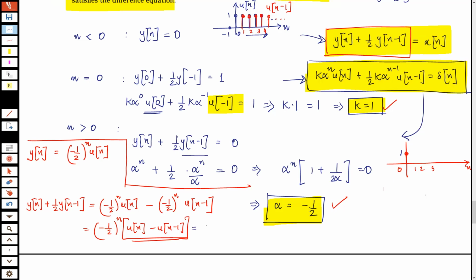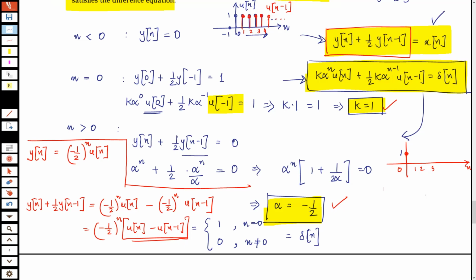So this is nothing but minus half to the power n delta n, and delta n has a value 0 everywhere where n is not equal to 0. So it doesn't matter, right, what is the value of n? It's defined only for n equal to 0. So you could simply say that this is equal to 1 for n equal to 0, and this is equal to 0 for n not equal to 0, right? Or otherwise. And this is nothing but delta n, and that is what was the input xn, and hence we have verified this relationship.